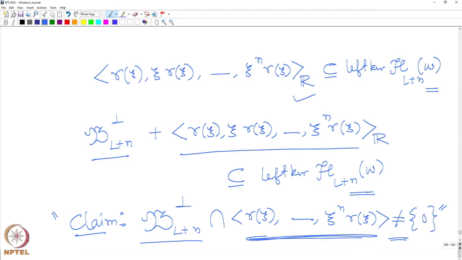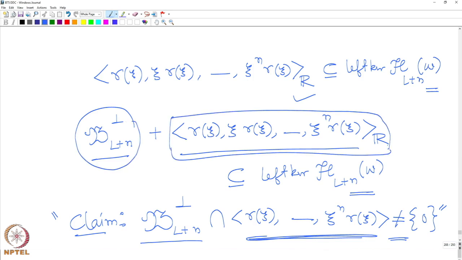How can I do that? Very simple. Count the numbers, count the dimension of this and count the dimension of this. If they have no intersection, then this sum will have dimension equal to the dimension of this plus the dimension of this. What is that number? This number I know is L plus n plus 1 times P minus n.